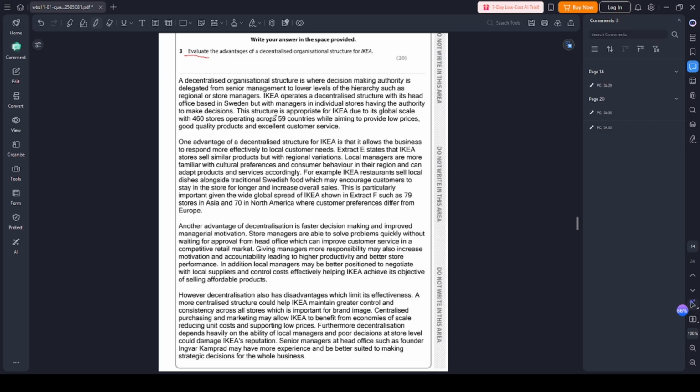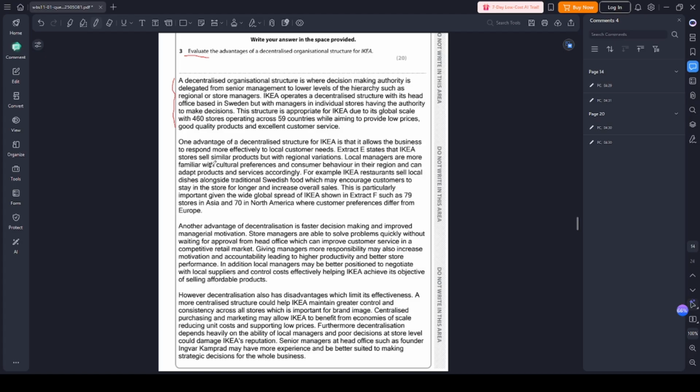head office in Sweden. And we wrote this in the introduction that this fits IKEA well because it has 460 stores in 59 countries. It has to adapt to different cultures and economies while still sticking to its core goals, which are low prices, good quality, and great customer service. So we have to mention all of that briefly in the introduction part. So let's move on to the first advantage.